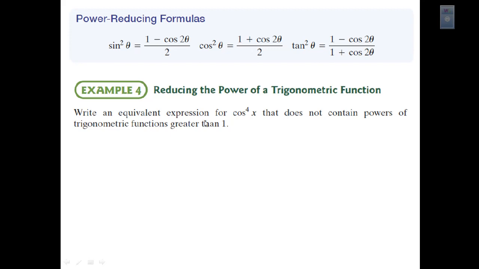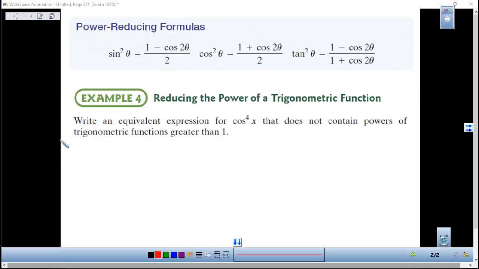So write an equivalent expression for cosine to the 4th x that does not contain powers of the trigonometric functions greater than 1. Alright, so we're going to start off with cosine to the 4th x. That's nothing more than cosine squared x times cosine squared x, because remember, if you're multiplying the bases, you're adding the powers. 2 plus 2 would give you 4.